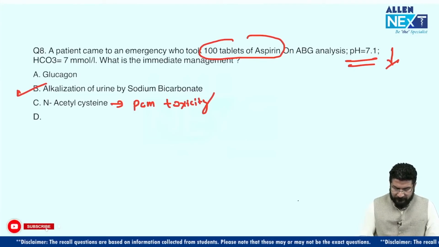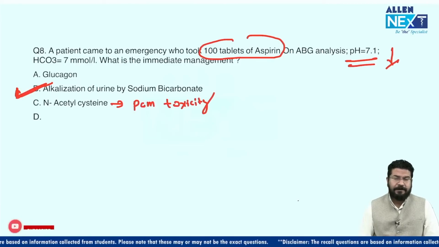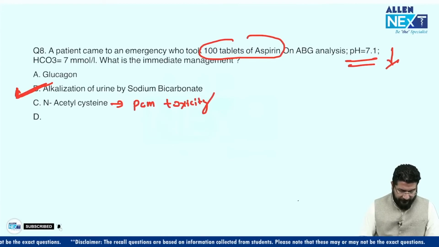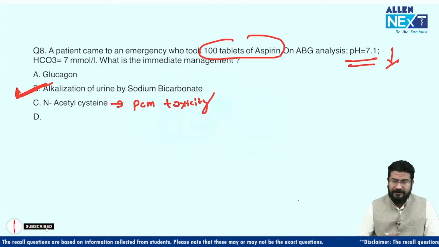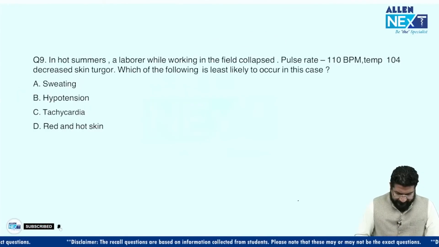Clear? The fourth option I could not get, but again it was a straightforward question. This is a case of aspirin toxicity which is managed by alkalinization of urine. This is a session where you can comment in the comment box so that we can add some more options and rectify the question so that you can get a proper recall. Okay, let's see the next question.